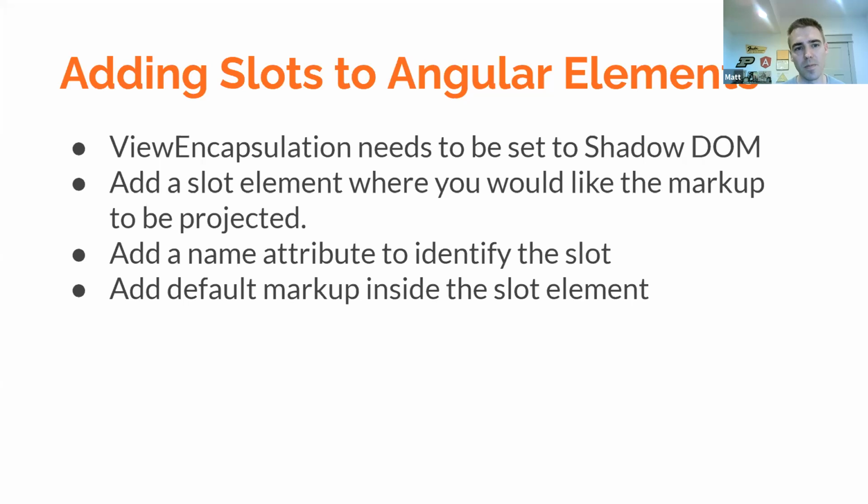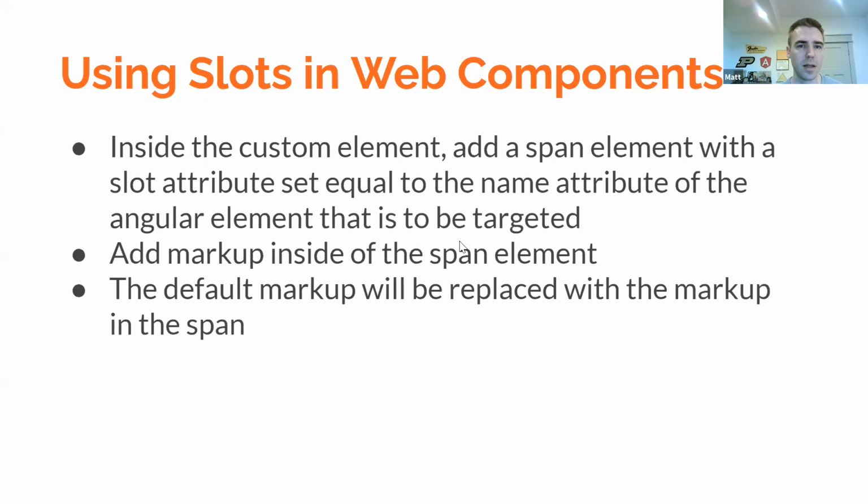And then the steps to adding them are just adding a slot element in the Angular element where you want the text to be projected. And then you'll give that slot a name attribute. And then you can also add default markup that gets replaced when you actually use that slot. And then consuming the slot in the web component, really you add a span element inside of your custom element, and you'll add the markup to that span element.